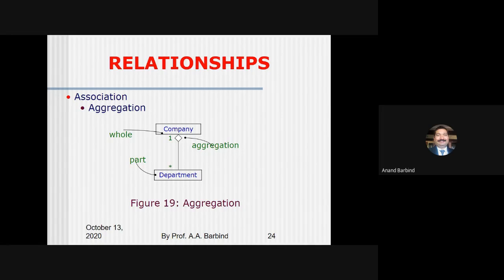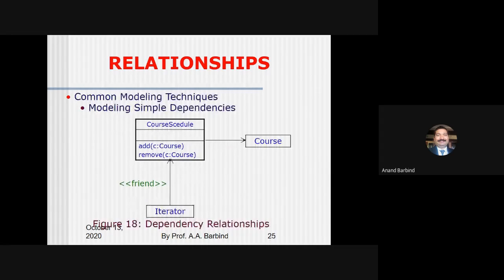Between the classroom and the desk in the classroom, we can show an aggregation kind of relationship, because those desks are part of that particular classroom. So that is aggregation. Aggregation is a special kind of association.